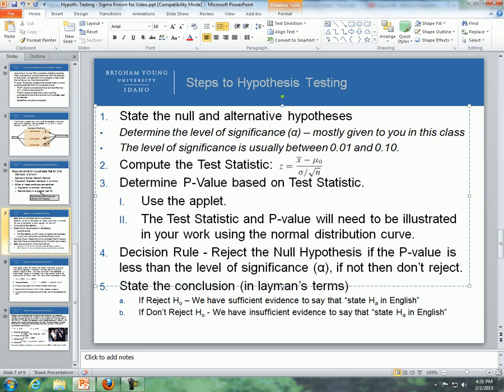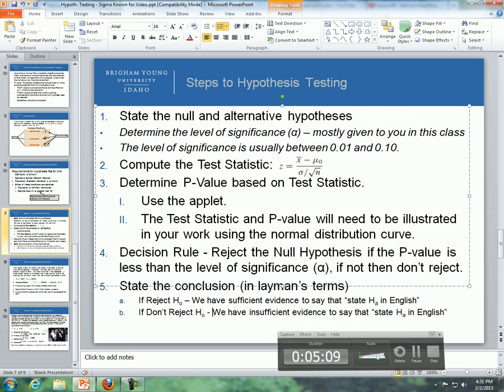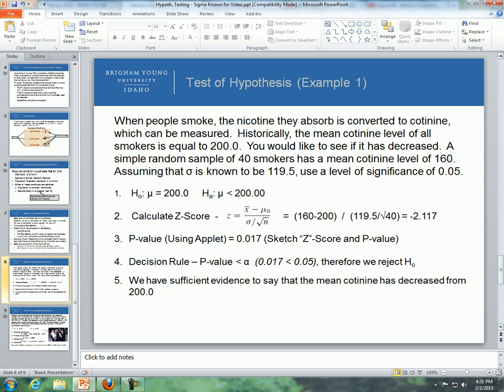If we reject the null from step 4, then we have sufficient evidence to say that, and then we state the alternative hypothesis, whatever this is, in plain English. If we don't reject the null hypothesis, then we have insufficient evidence to say that, and then we state the alternative hypothesis in plain English. And so this is a blueprint in terms of how you could write the conclusion. Okay, so now what I want to do is go through a couple of examples.